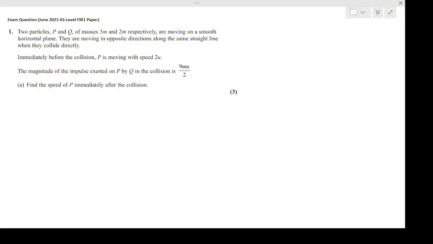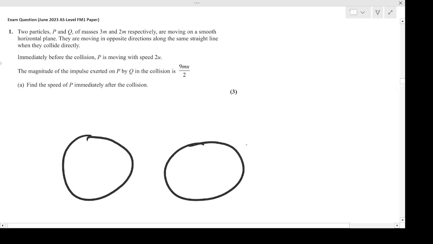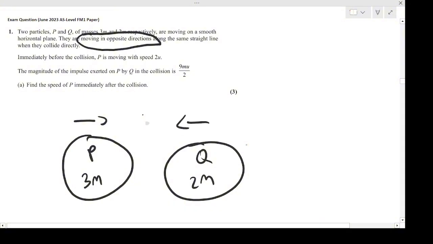Again, I'm going to do a diagram, okay? So first of all, do a diagram. So we have P and Q. Now P has mass 3m and Q has mass 2m, like that. Then I'm also told they're moving in opposite directions. So that has to mean P is going to go to Q like that, and then Q to P the other way. So they're in opposite directions. Then I'm told before the collision, P has speed 2u. I'm actually not told anything about Q, but that doesn't matter.